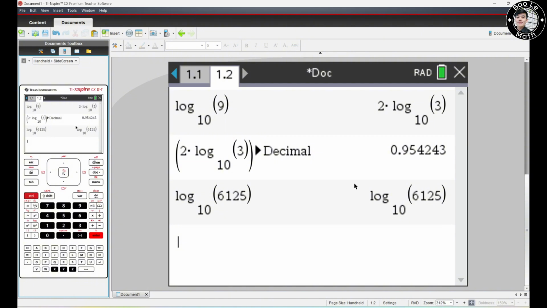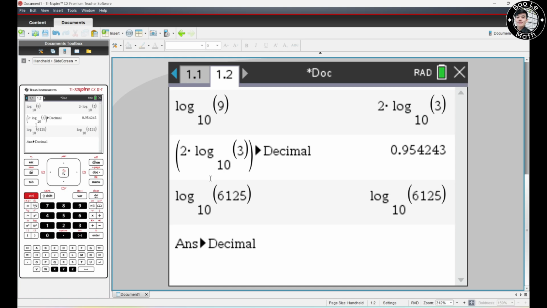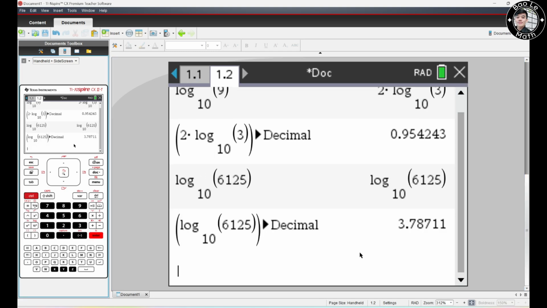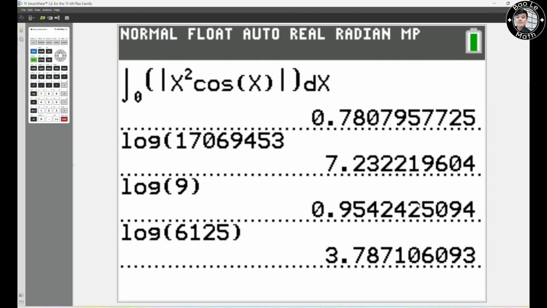So we need to convert it to decimal. We just hit menu, number, convert it to decimal, hit enter. The answer must be 3.7871, right? If we use the TI-84 Plus CE, we just hit log 6125 like this, and we get the answer. Very simple.